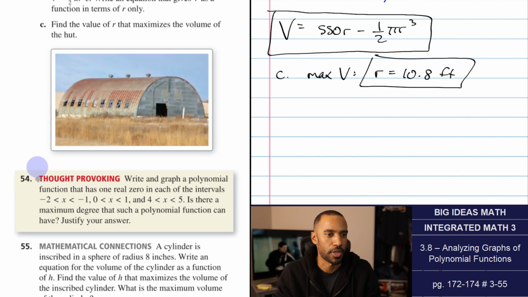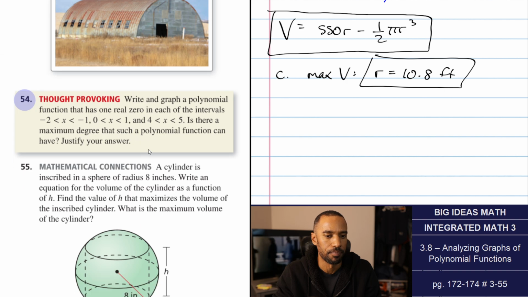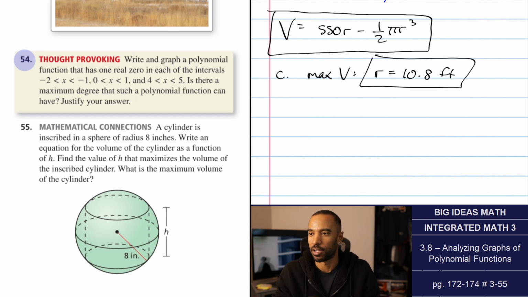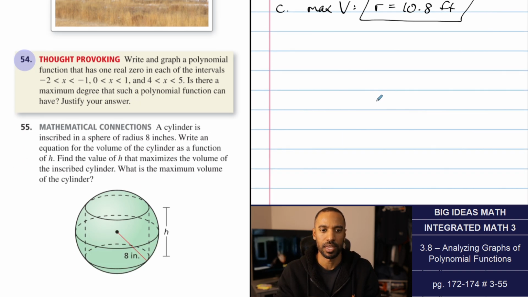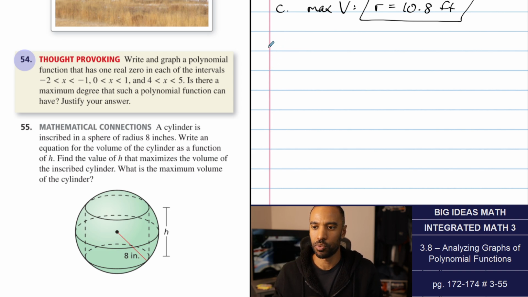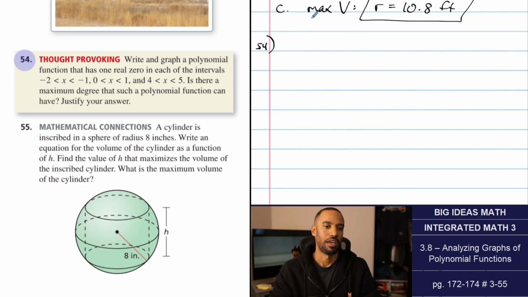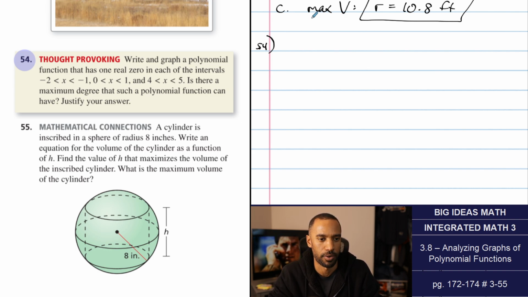Okay, number 54, thought-provoking, which normally means open-ended. Write and graph a polynomial function that has one real zero in each of the intervals between -2 and -1, 0 and 1, and 4 and 5. Is there a maximum degree that such a polynomial function can have? Justify your answer.